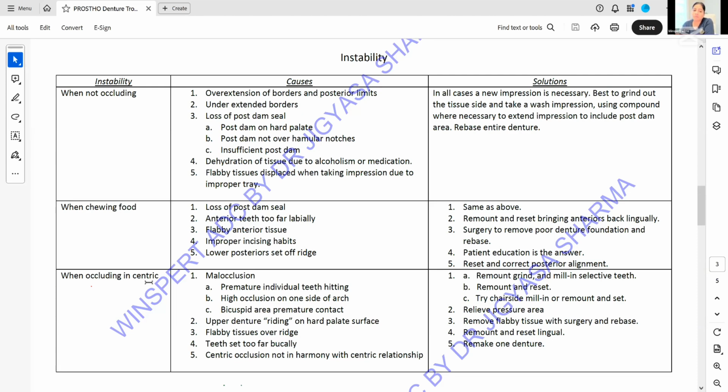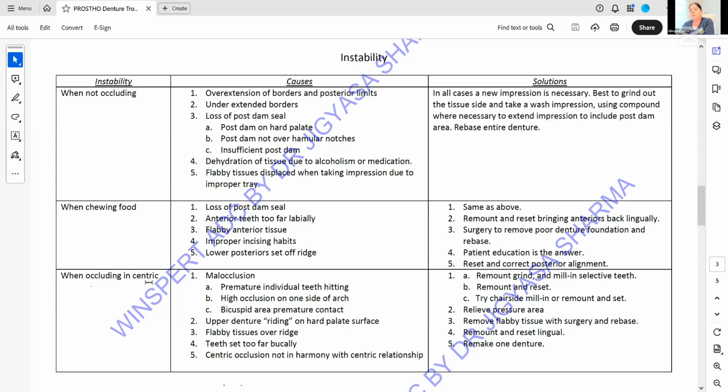And flabby tissues which are displaced when taking impression due to improper tray. So if a patient has flabby tissues, where do you see flabby tissues patient? One of the ADC's most favorite complete denture patients. Flabby tissues. Very classic sign of a combination syndrome. And then ADC repeatedly asks you what kind of impression you will take. So the custom tray with the windows and the flowable PVS, is that correct? We did this only last week, all the concepts. It is all interrelated.